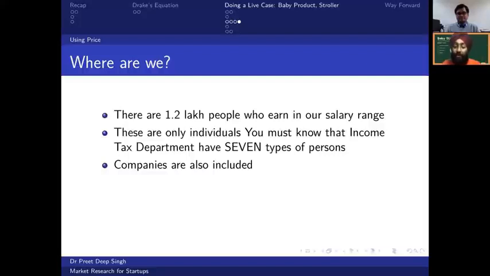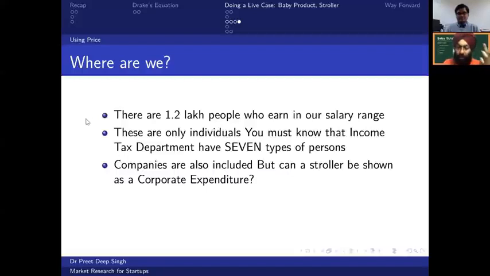Reliance is an income tax payee. So all these are also not accounted in our individual database, right? So you need to know that companies are included, right? For our example, can a stroller be a corporate expenditure? I don't think so. And let's not get into what sort of expenditure comes in. But a stroller is not a corporate expenditure.